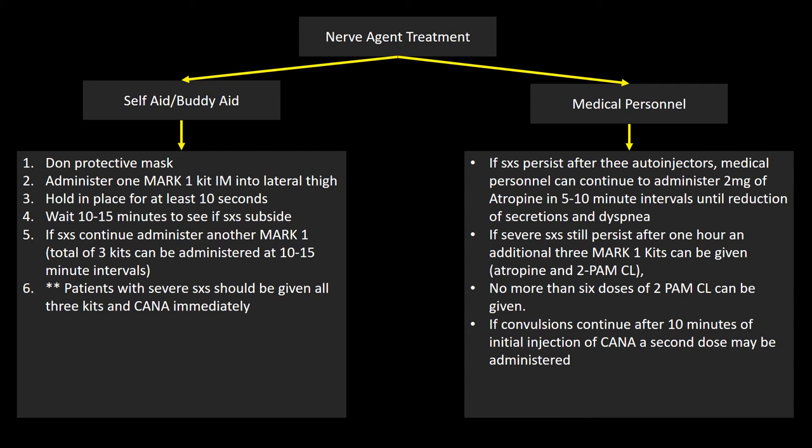And if convulsions continue after 10 minutes of the initial injection of diazepam or the CANA, a second dose can be administered. A third dose can be administered 5 to 10 minutes after the second. So we can continue giving atropine in 5 to 10 minute intervals until we see a decrease in secretions and dyspnea. We can give up to 6 doses of the 2-PAM chloride, and we can give up to 3 doses of the diazepam for medical personnel.